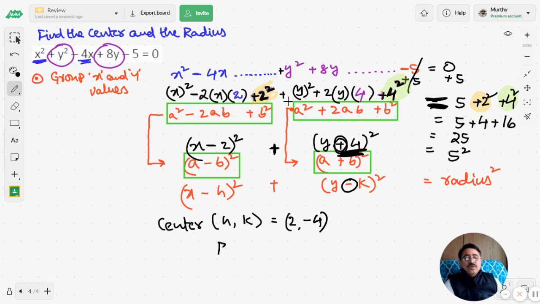Next, coming to the last part, that is radius. What is radius here? You can see that radius square is 5 square. Therefore, radius is going to be 5 units. Okay. So let's jump to the next question really quick.